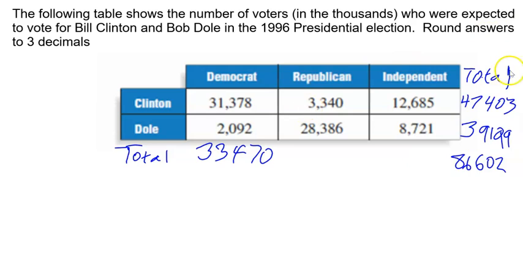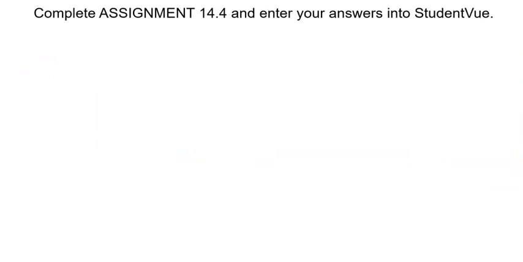Then I'll let you answer questions 19 and 20. You've got this. Make sure you round your answers to 3 decimal places when you put them into Student View. All right, so go ahead and complete assignment 14.4. Put those answers into Student View and check out what you get.